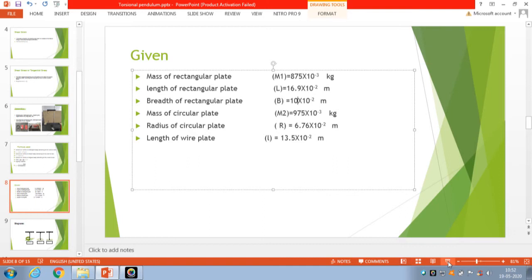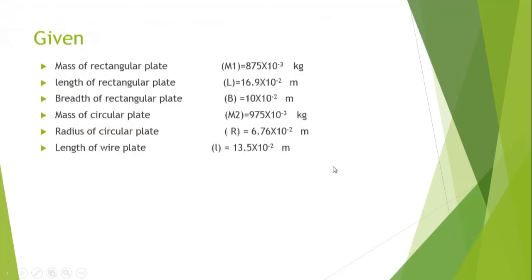The breadth is 10 centimeter, the mass of the circular plate is 975 grams, and the radius of the circular plate is 6.76 into 10 raised to minus 2 meters. The length of the wire is 13.5 into 10 raised to minus 2 meters. This is all the given data.